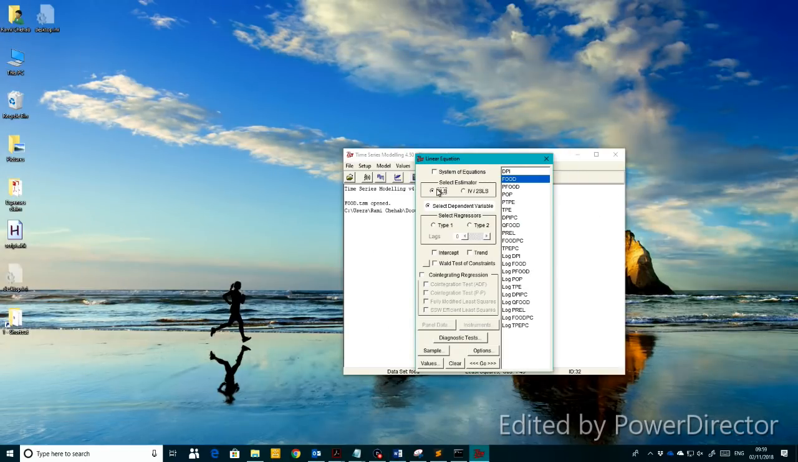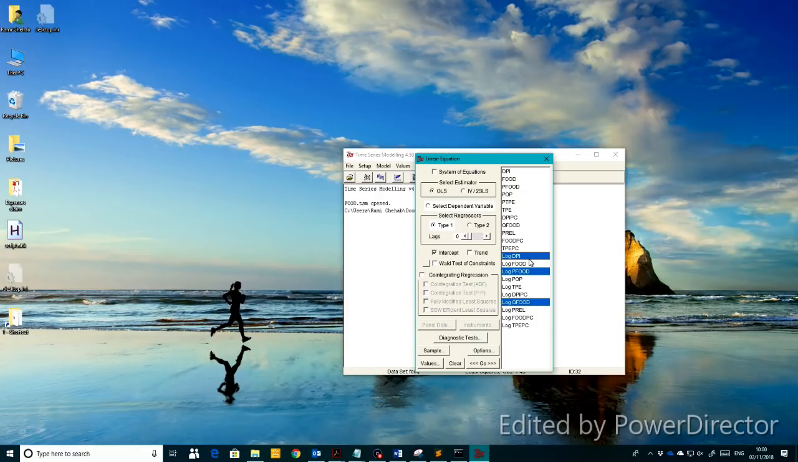We select the dependent variable to be food, and the regressors: we have to have an intercept, we have to have pfood, and we have to select qfood. Oh, we have to choose a logarithm, right? So log food, not pfood. Sorry, log pfood. We have to remove this and put log pfood, and then log qfood, and then log DPI.